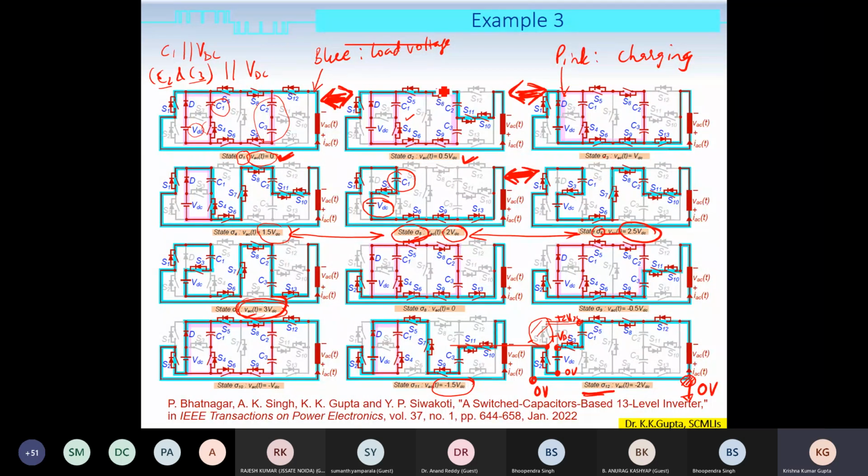I made a mess of the diagrams, but here you can see this diode is bearing the charging current of C1 as well as C2 and C3. Whole of that current is flowing through this diode. If you move to state S3, this diode bears not only this pink current, which is the charging current of both the capacitors, it is also bearing this blue current, which is the load current. So the diode should be able to bear this current stress.